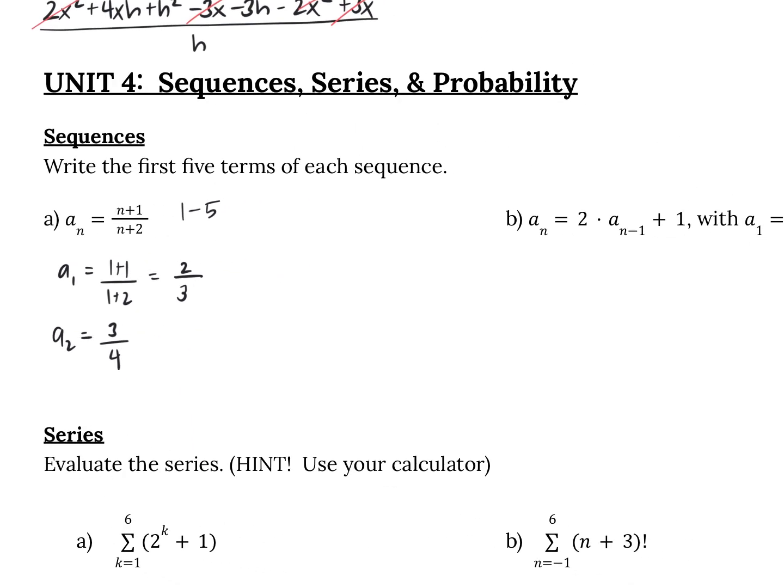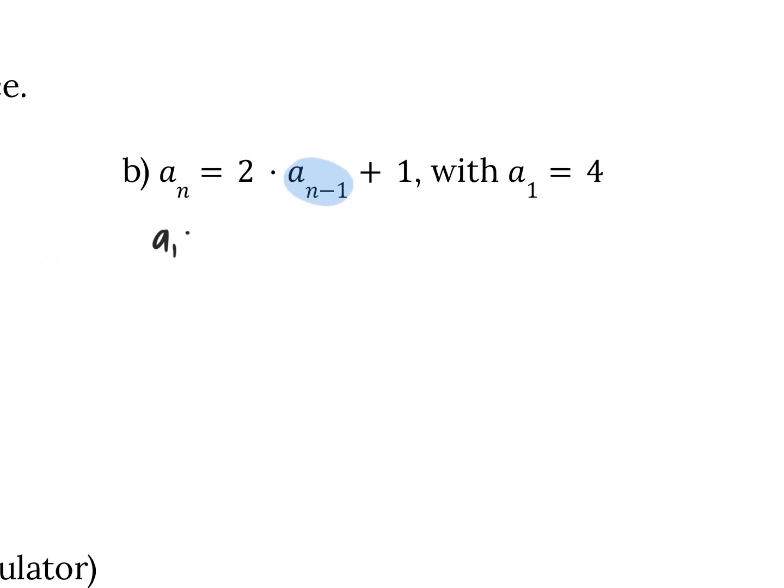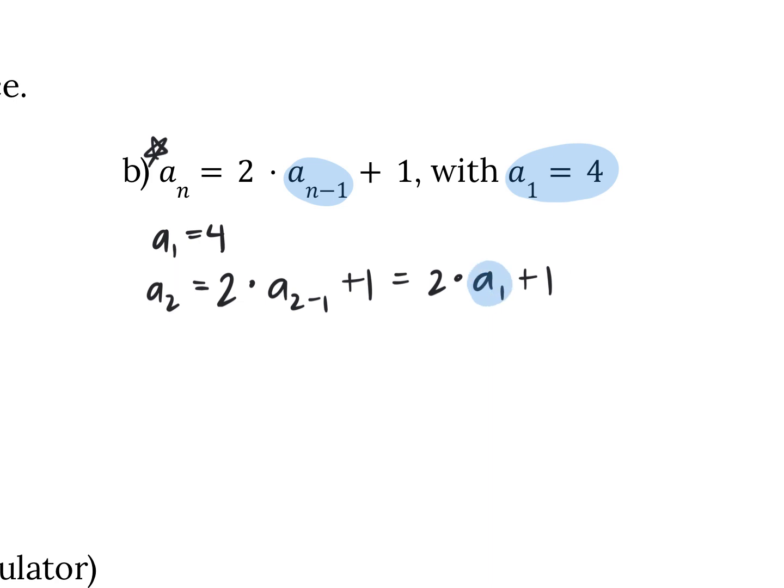Now, letter B is using the recursive formula. The recursive formula says I'm going to take the previous term and plug that in where it says a sub n minus 1. Okay, so if we look at this example, it says a sub 1 is 4. So that's my first term automatically. My second term, if I follow this formula here, says it's 2 times a sub 2 minus 1 plus 1. Well, that's the same thing as 2 times a sub 1 plus 1. And we know that a sub 1 is equal to 4, so I can plug that in here. So this is equal to 2 times 4 plus 1, which gives me 9.